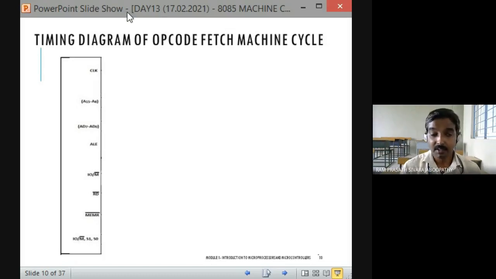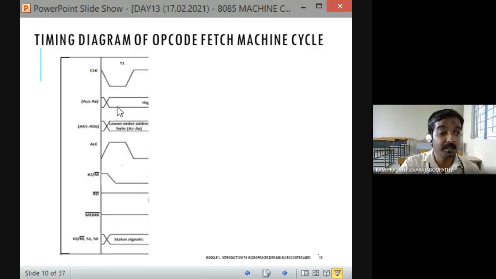During the first clock pulse, what does the processor have to do in the opcode fetch machine cycle? Already we have explained. Yes, very good. Address the memory. Fine. So during the first clock cycle, clearly observe A15 to A8: higher byte of the address. What about AD7 to AD0? It carries the lower byte of the address or lower order address byte. Fine. It carries the higher byte of the address, and it carries the lower byte of the address.